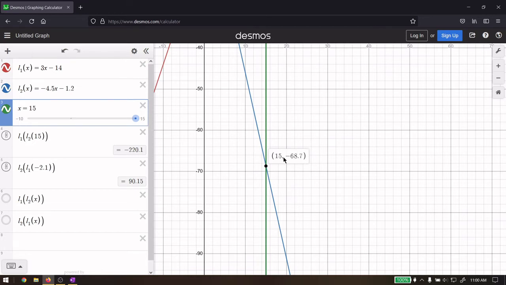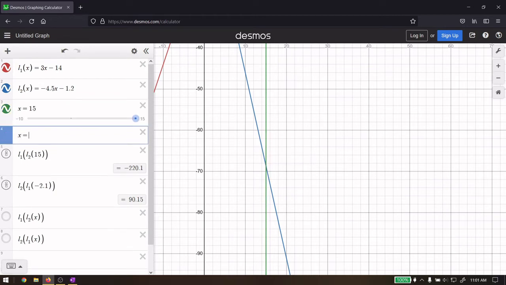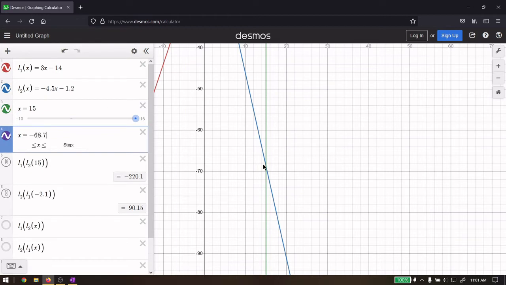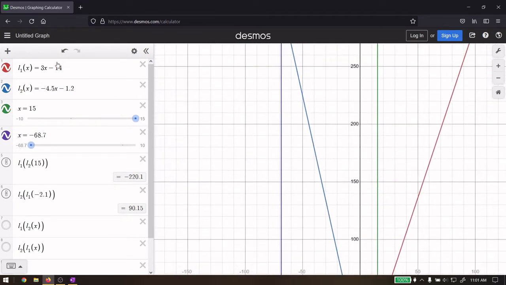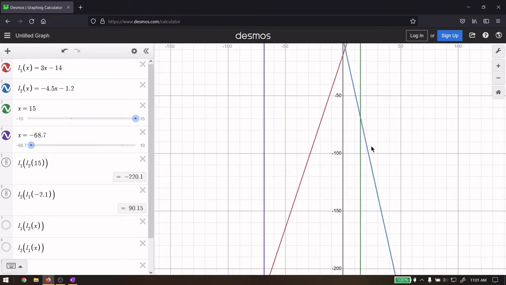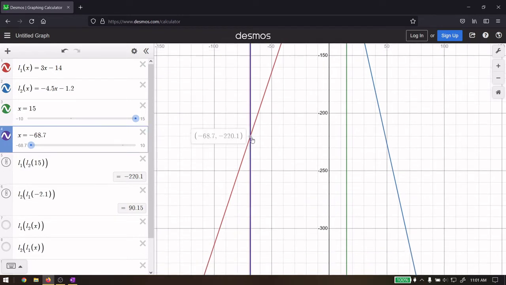Then we take the output of that function, L2 of 15, and plug that into L1 of x. We're going to plug negative 68.7 into L1 of x. So now we're going to say x equals negative 68.7. Once again, that was just that y value. Sorry, plug it into L1 of x. L1 of x is the red. We plug it into the blue first. Now you plug it into the red, and we get negative 220.1, the exact same answer from that one.